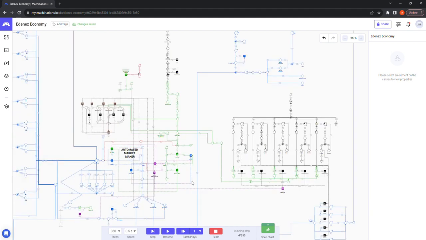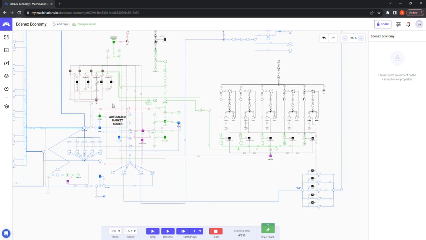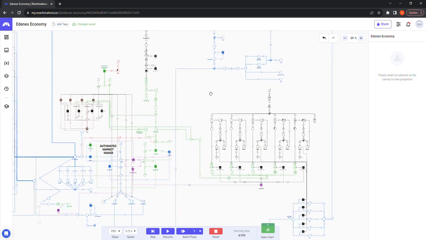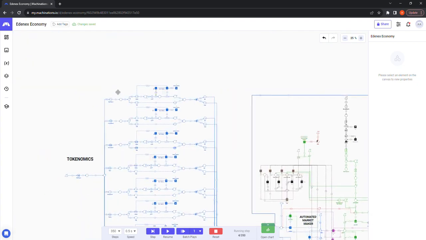In the middle here is our automated market maker, which is essentially your liquidity pool, your exchange, and how your price is going to be affected. So basically, when people are buying tokens, it'll go through the exchange, and then tokens will come out here and go to the designated areas. Now, to dive into this a bit more deeply.